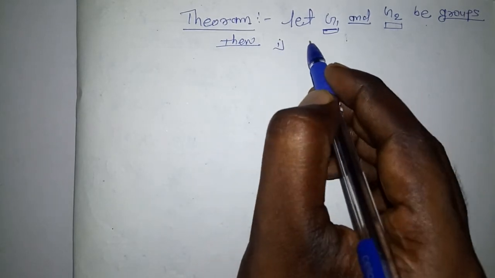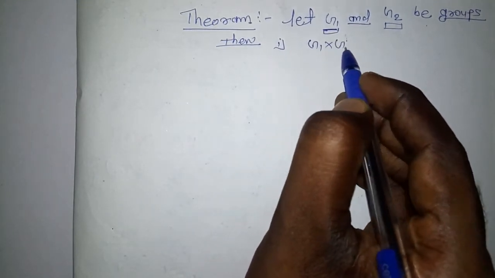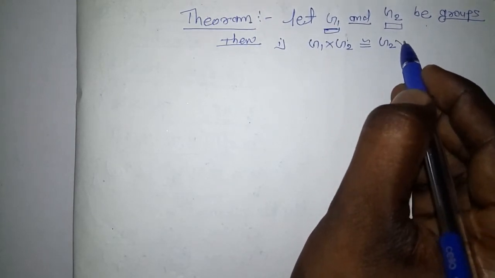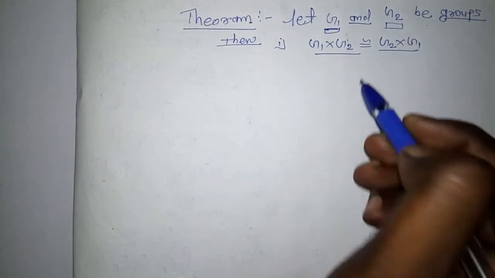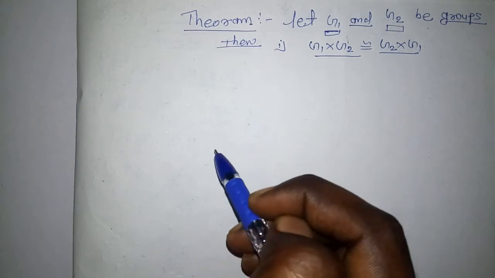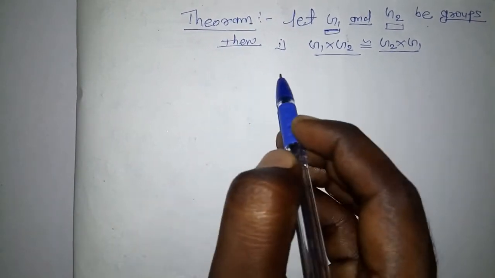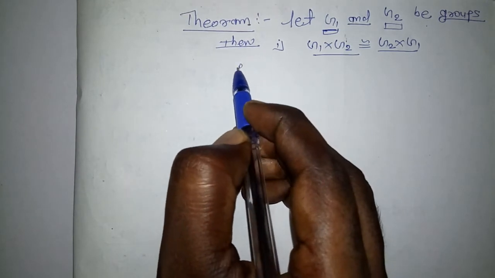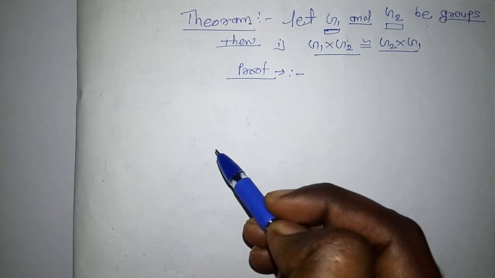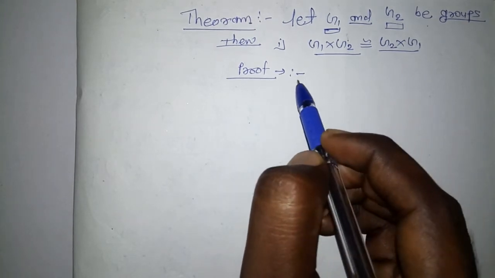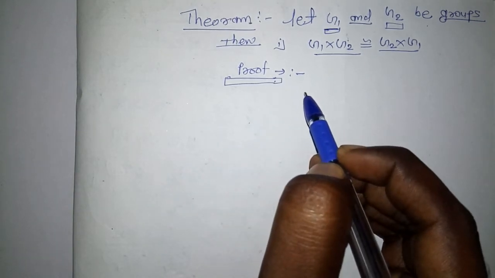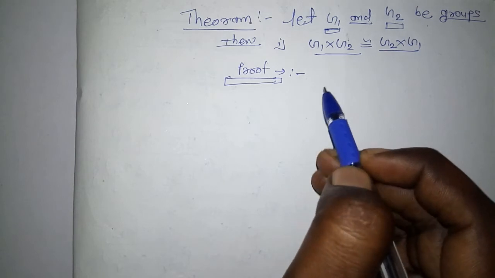First, G1 multiplied by G2 is isomorphic to G2 multiplied by G1. Okay students, this is the proof of that. Let's first do the proof. Okay, let's go students, learn here very carefully, because this is a very important theorem for examinations.